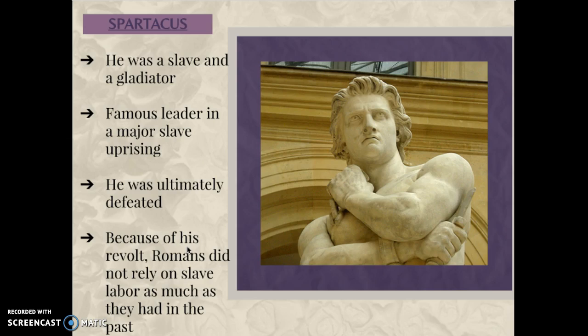One famous story here is Spartacus. He was a slave and a gladiator, and was a famous leader in a major slave uprising. And like most slave uprisings, they don't go well, and he was ultimately defeated. Soon, though, Romans did not rely on slave labor as much as they did in the past, because this would scare them.